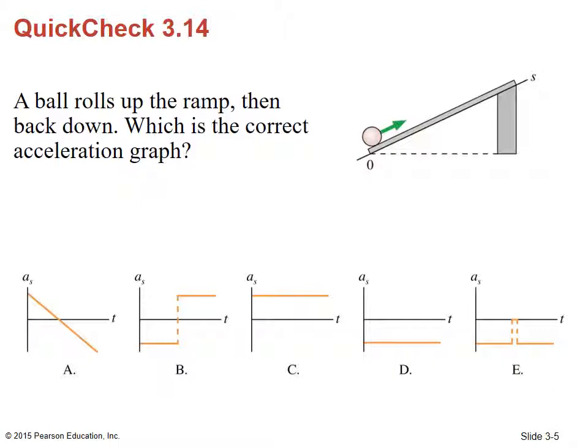A ball rolls up the ramp, then back down. Which is the correct acceleration graph? The answer is D. The acceleration is constant. Since the ball is moving up the ramp, the direction of motion is positive. Since the ball is slowing down, the direction of the acceleration must be oppositely directed, or negative.